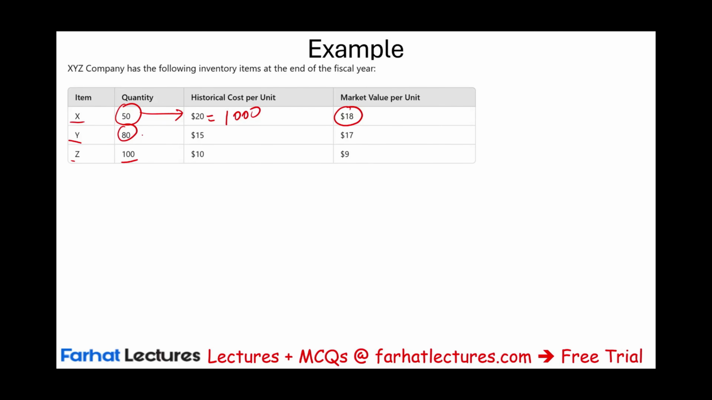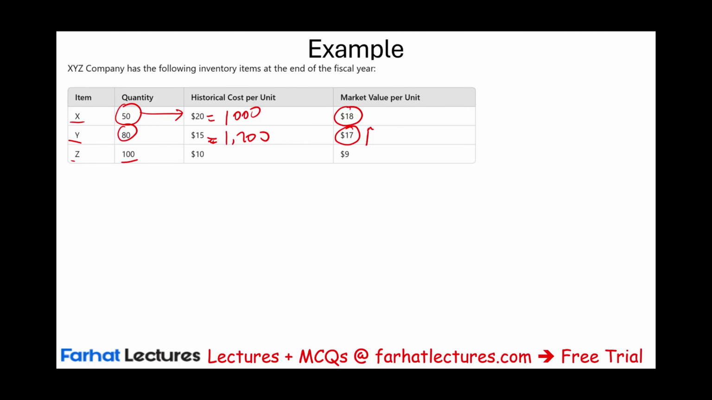They have 80 units of Y, and each unit they purchased at $15. It means they have a historical cost of $1,200. Now, each unit is $17. What does that mean? It means the inventory went up in value. Do we have to do anything? Not really. That's good, but we wait.